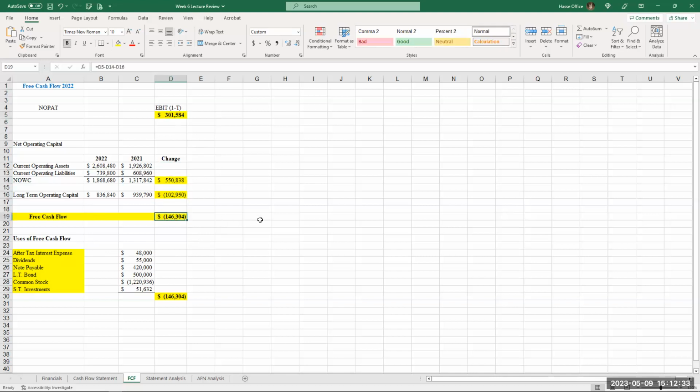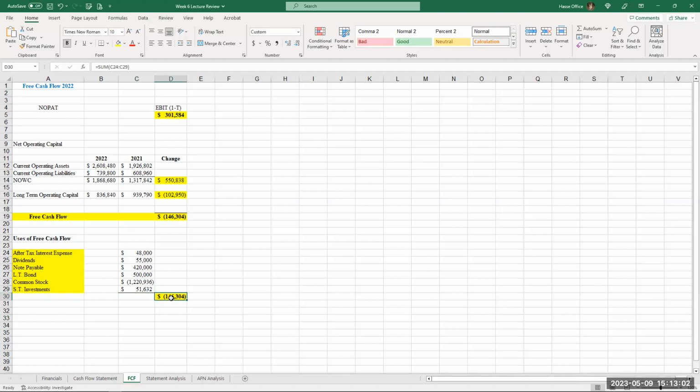This company had a negative free cash flow of $146,304. Not good. And how did that result? Here's the reconciliation of that free cash flow. We paid out interest expense. We paid out dividends. We paid out liabilities. We had money coming in from our stock sale, and we paid out short-term investments. The net effect of these, it reconciles, $146,304.